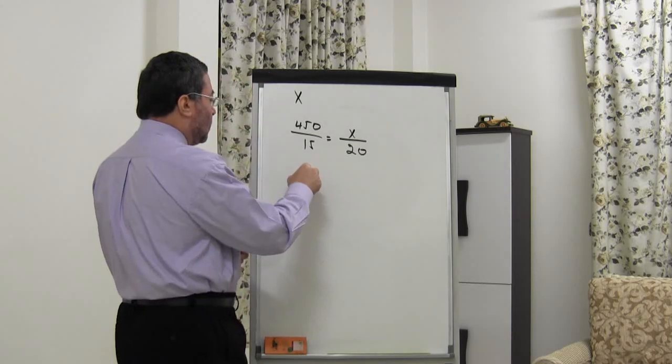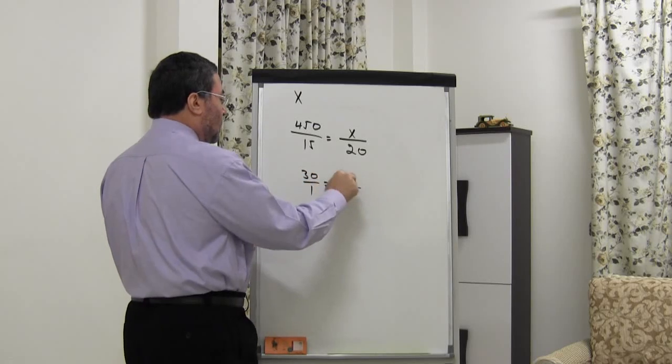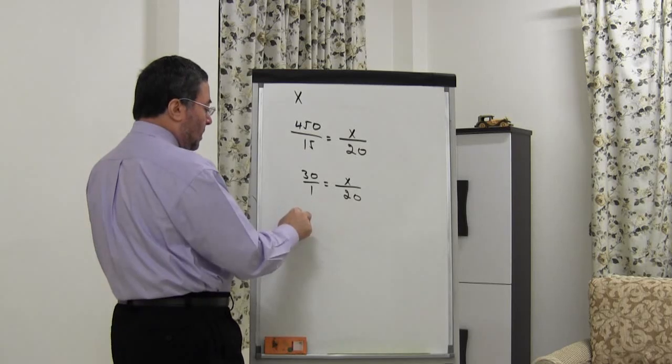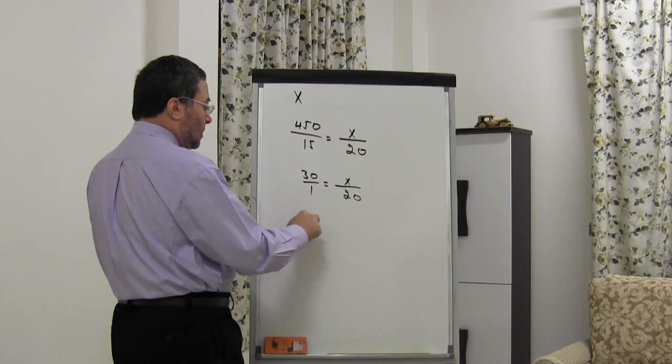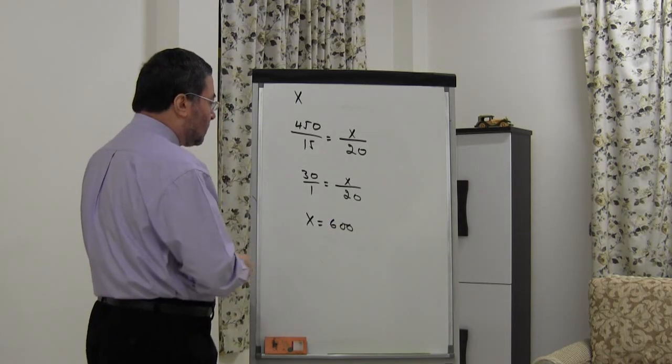gives us 30, so we get 30 over 1 equals x over 20. Now it's easy to do cross multiplying, and we get 1x equals 600 miles. And that's the answer.